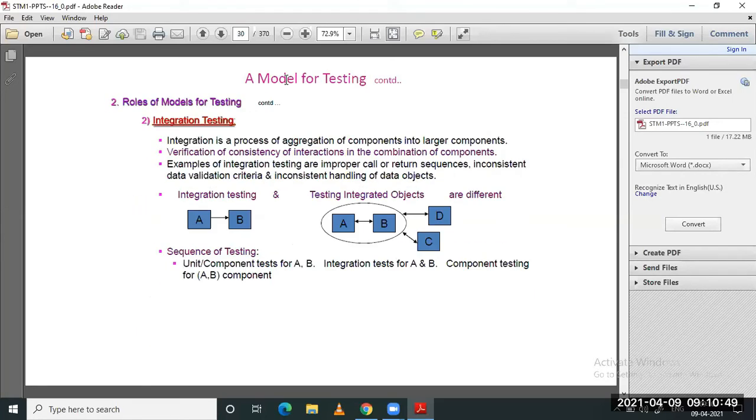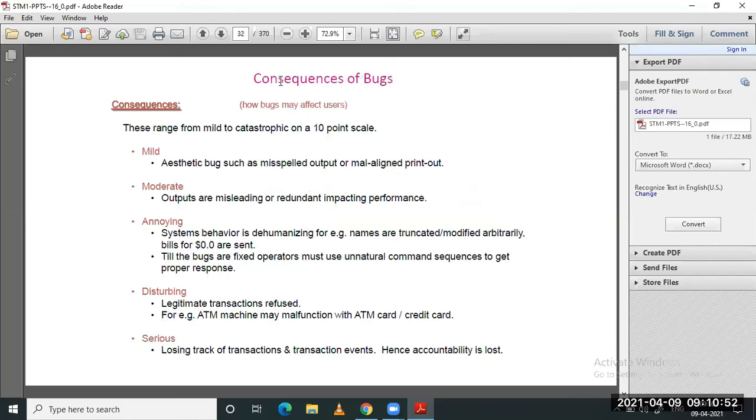In today's class we are going to discuss the consequences of bugs. What are the consequences of bugs? Consequences is nothing but, if you get a bug, how the bug affects us. So that we call the consequences of bugs. Consequences range from mild to catastrophic on a 10-point scale. That means if you get any error, any bug, then that may be rated on a 10-point scale.